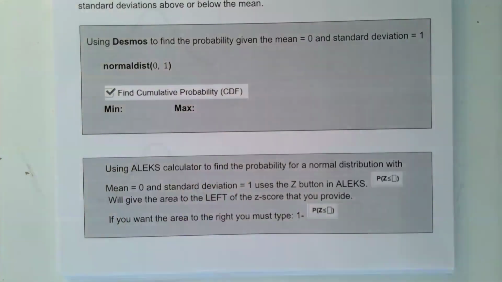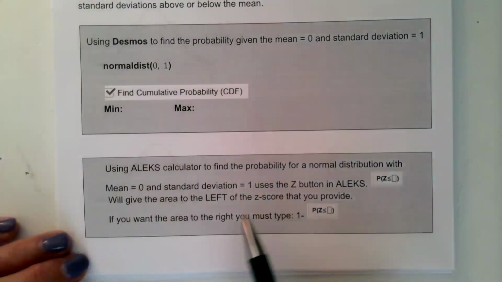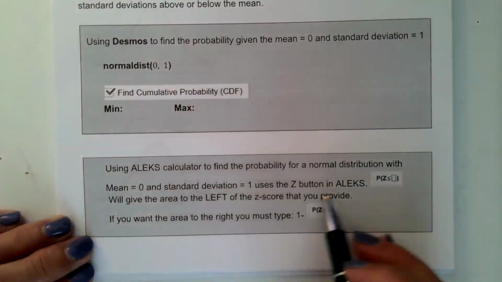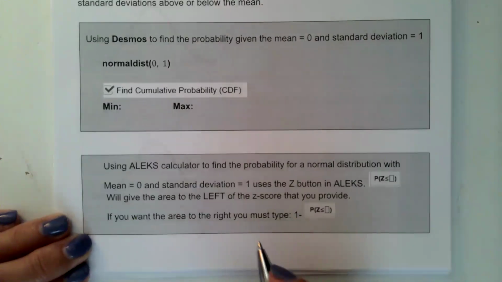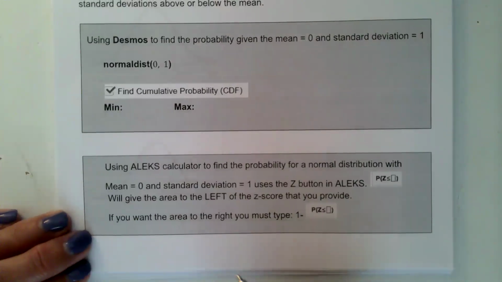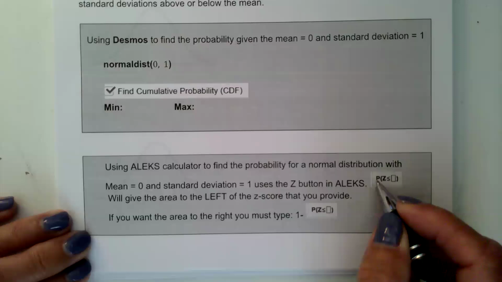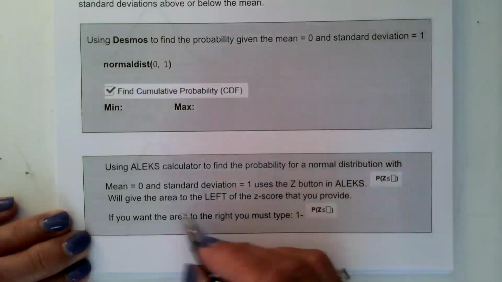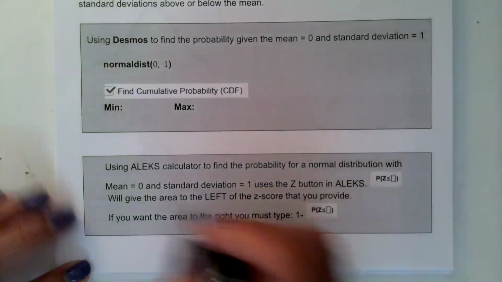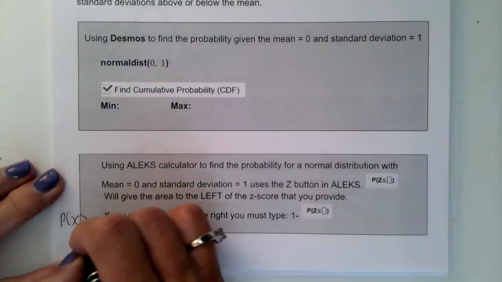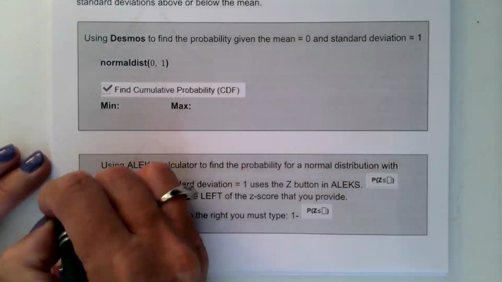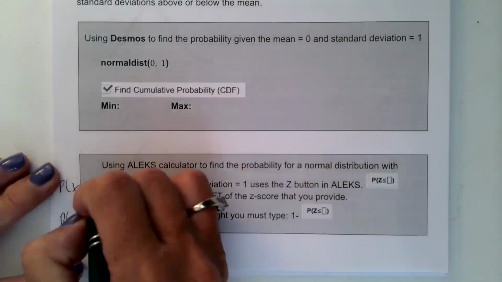When we're using ALEKS, we are going to be using this button here. So if you want a probability of less than, then we're going to be using this for the left area. And if you want area to the right, you're using here. So this would be for a probability greater than X. And this is the probability of X less than X.